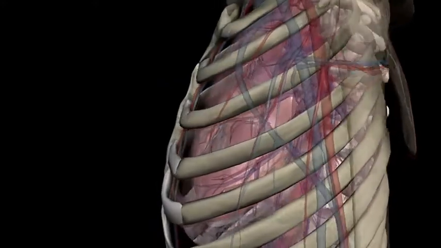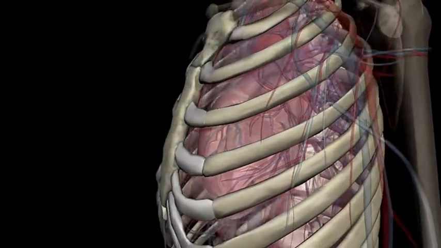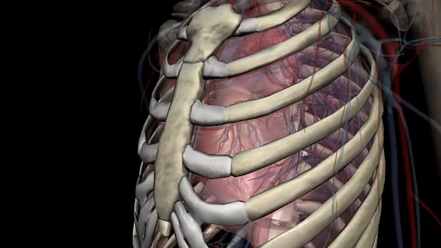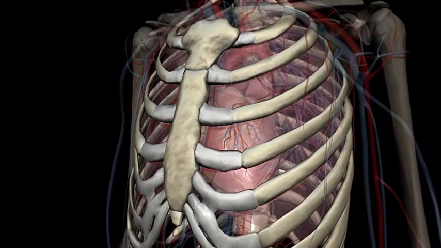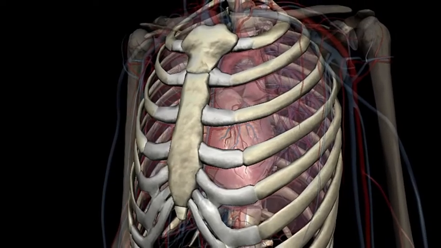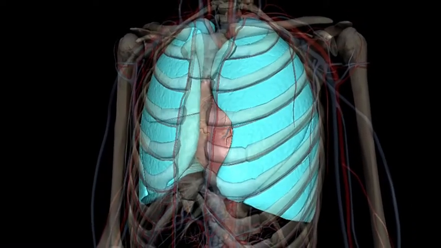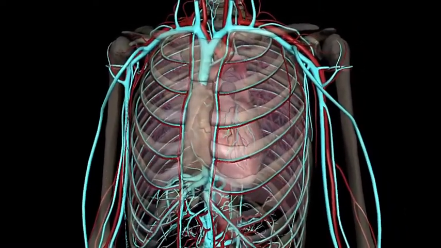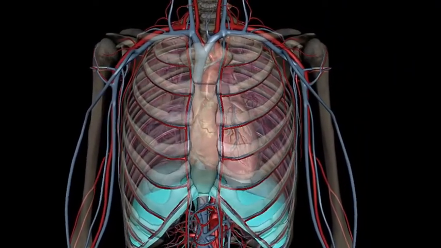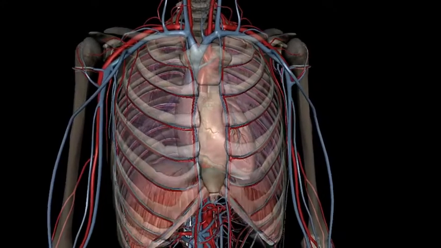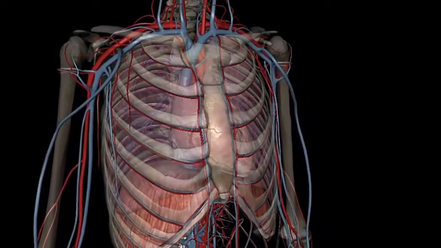A variety of structures within or immediately surrounding the thoracic cage play a key role in oxygenating and distributing blood throughout the body. These structures include the lungs, major arteries, and veins that connect the heart to systemic and pulmonary circulation, and the diaphragm that facilitates inspiration, or intake of air, into the lungs.